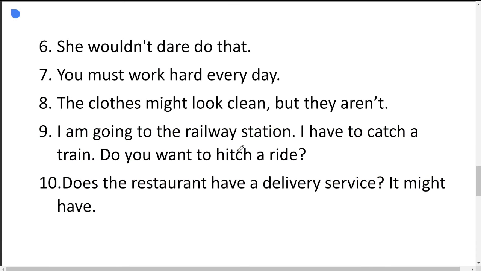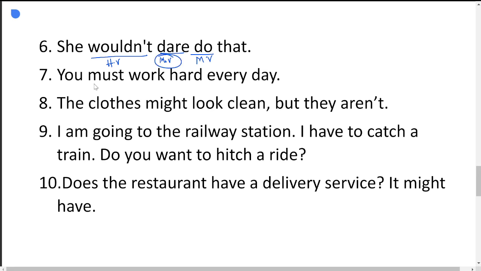Next, she would not dare do that. She would not dare do that. Now tell me which is the main verb and which is the helping verb. Wherever there is not, that must be considered as the helping verb. So would not is the helping verb here. Next, dare do is the main verb. Dare can be used as a modal auxiliary here, modal verb.